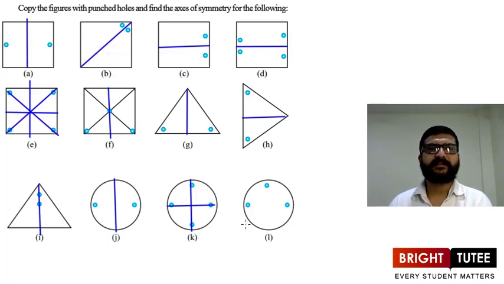Now the next figure. For this one we can have only one line of symmetry, that is this one. Because if we fold this figure along this line, both the parts will coincide with each other. And this line should be dividing this hole into two equal parts. So here we have drawn the lines of symmetry of all the figures. Now let's move to the next question.